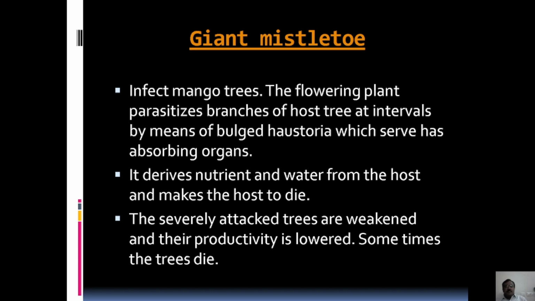And then giant mistletoe, which is a phanerogamic parasite which infects the mango trees. The flowering plant parasitizes the mango tree at the branches and establishes a strong relationship with the host plant by forming a large haustoria, which is the absorbing organ through which it absorbs water and nutrients from the host plant. Severely affected mango plants become completely weakened and their productivity gets low and ultimately leads to death of trees at the later stage.